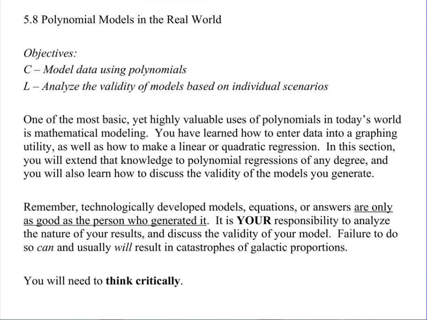Polynomial models in the real world means you're going to be working with actual data. And it's not just going to be making scatter plots and putting a line in there. It's going to be making scatter plots and putting in some sort of polynomial function to model the data, because a lot of times the data that we find does not follow a line, but it does kind of follow a parabola or a cubic function or something like that. So we're going to learn how to make a polynomial model, not just a linear model.